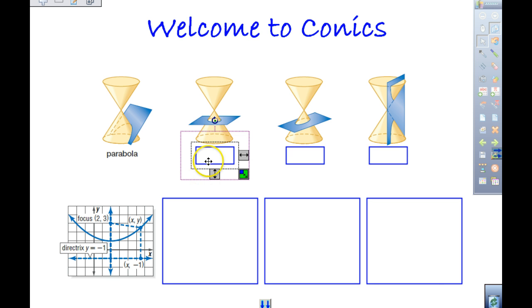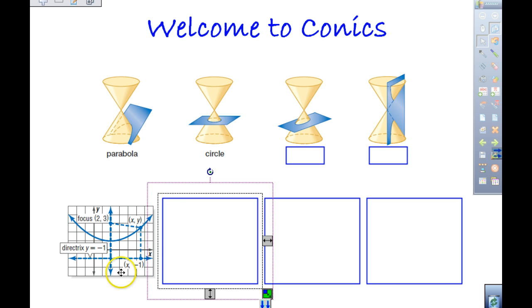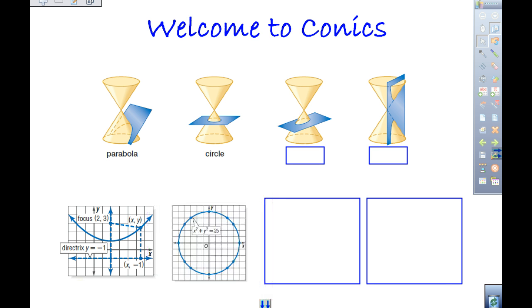We're also going to say, well, if you take that cross section exactly straight in, not at an angle at all, that's a circle. Just imagine chopping off at a 90-degree angle the top of a cone, you see the shape of a circle. So we'll look at what's the equation of a circle. How do you graph a circle?